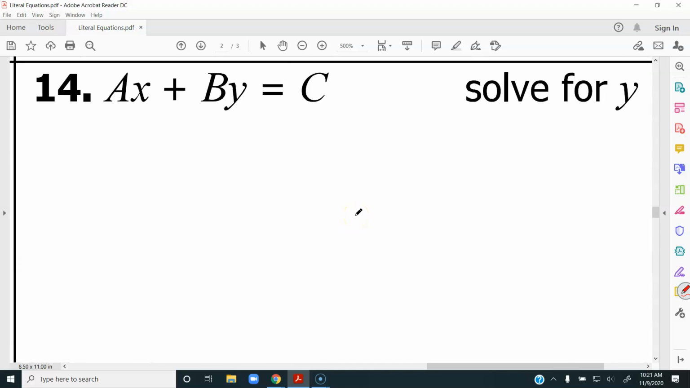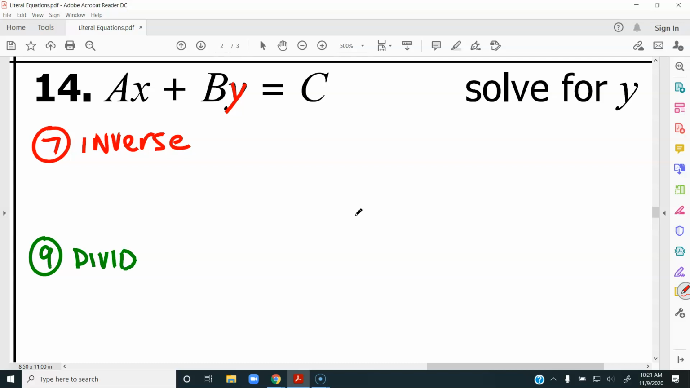All right, so number 14, we're solving this for y. Now, y is already on the left side of the equation, so I don't need to use the symmetric property. So here, I'm going to start with the seventh property, which is the inverse. And then I'm going to end it with dividing. Dividing is an important process in what we're doing here. So I'm going to subtract AX from both sides.